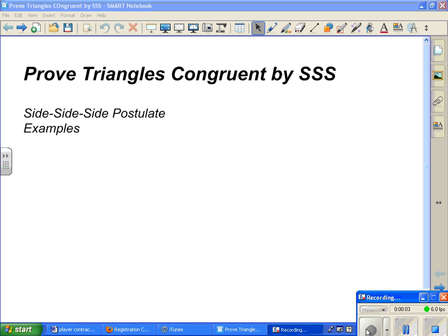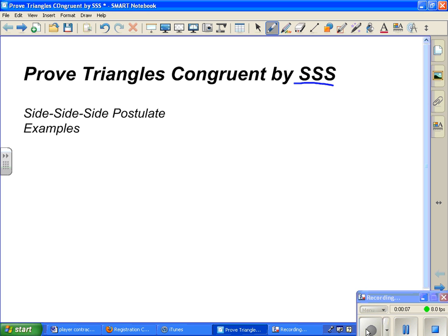Everybody. Today we're going to get into some triangle congruence theorems and postulates. The first one is side, side, side. We're going to talk about that one. We're going to work some examples over what side, side, side means, where it's used, what we use things for.